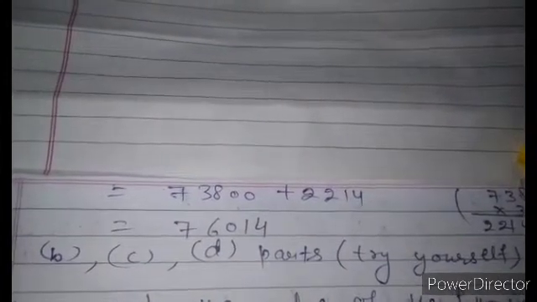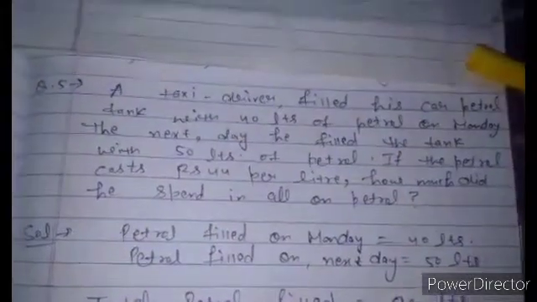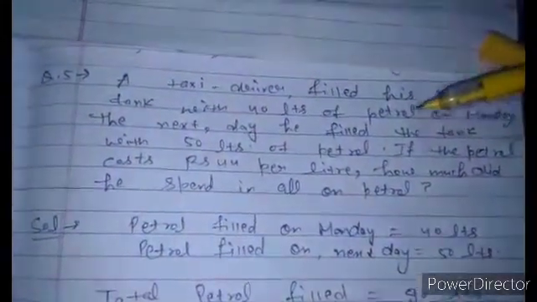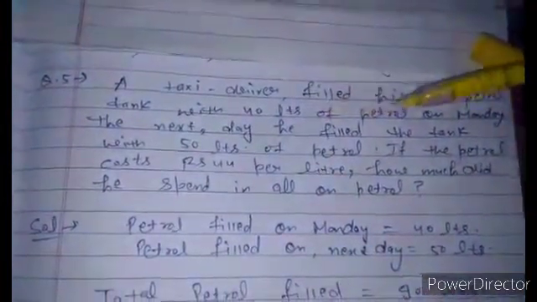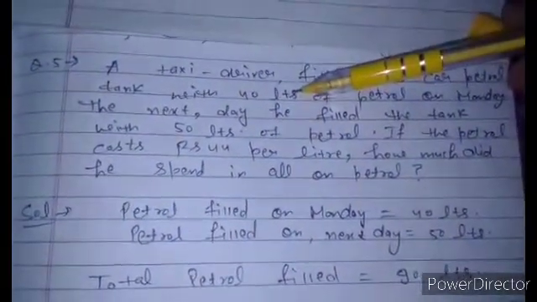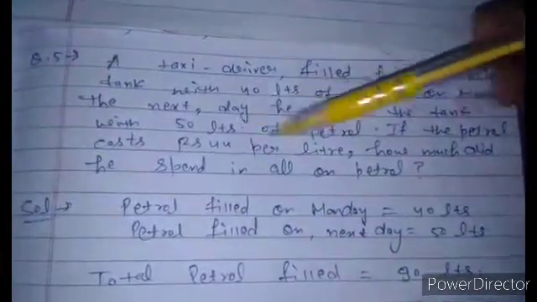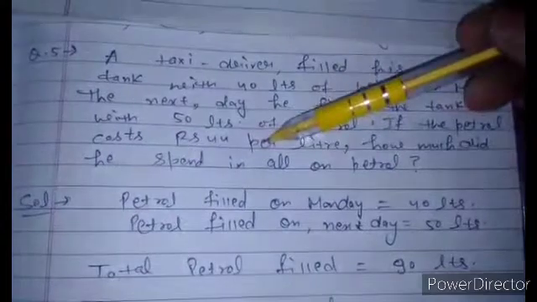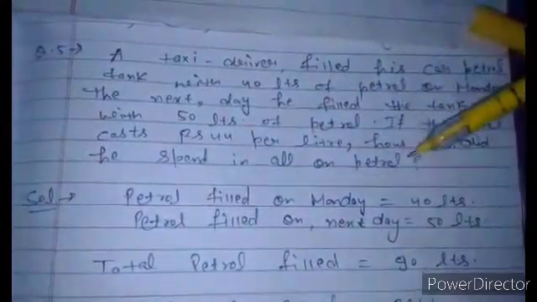Now let's discuss question number 5. Exercise 2.2 question number 5. Here you can see the statement. A taxi driver filled his car petrol tank with 40 liters of petrol on Monday. Means on Monday he got 40 liters of petrol filled. The next day he got 50 liters of petrol filled in the tank. If the petrol cost rupees 44 per liter, how much did he spend in all on petrol?